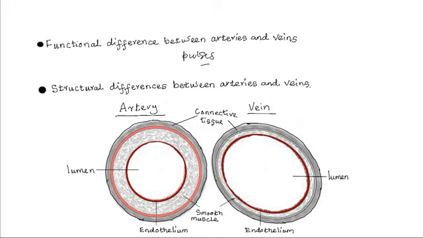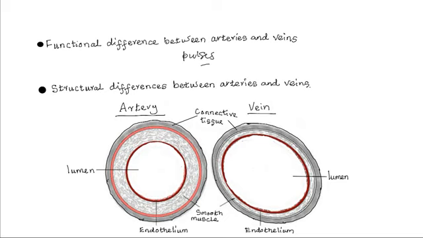And three, another functional difference is that in the arteries, the blood that is transported is oxygenated. The arteries transport oxygenated blood except the pulmonary artery, whereas the veins transport deoxygenated blood except the pulmonary vein, which transports oxygenated blood from the lungs to the heart.